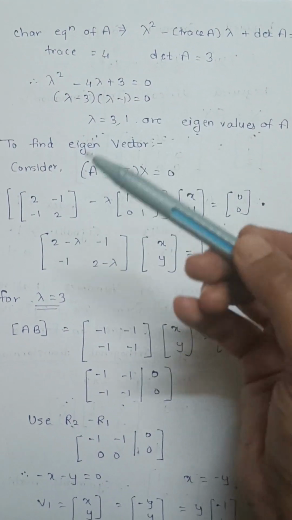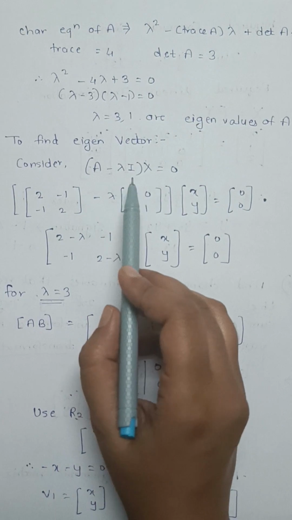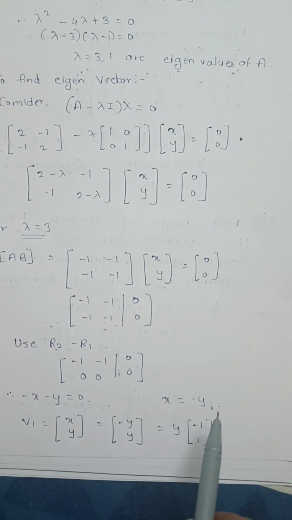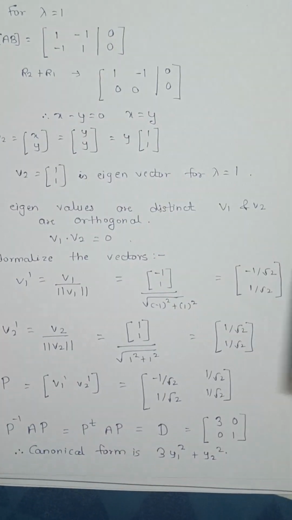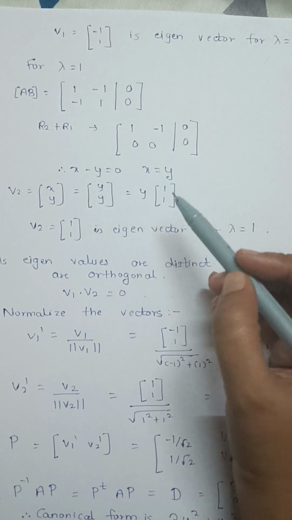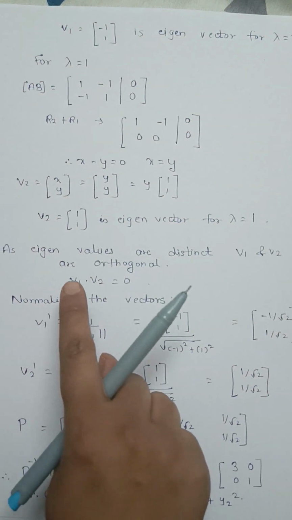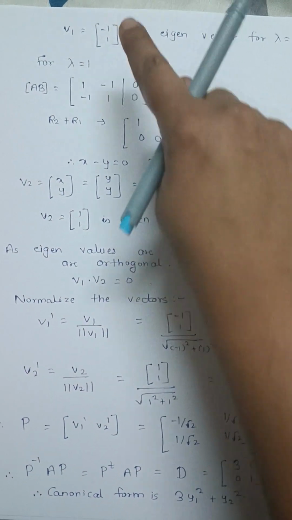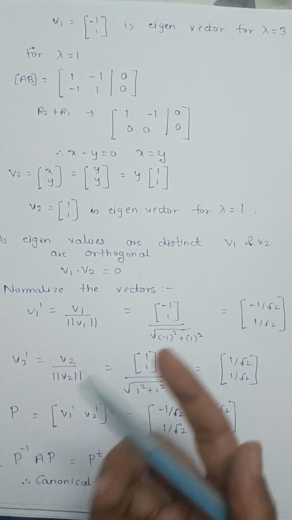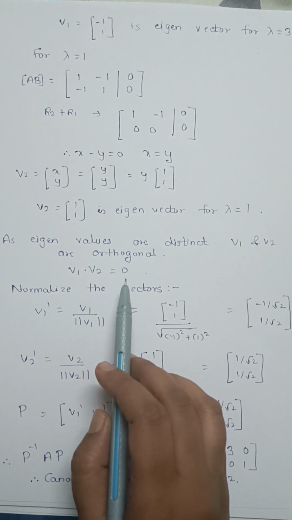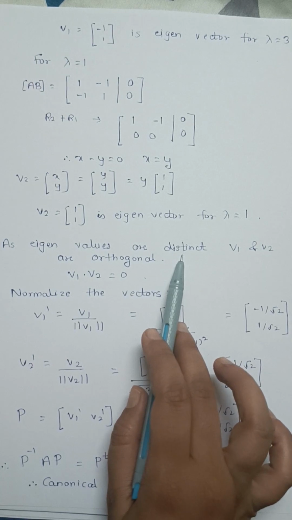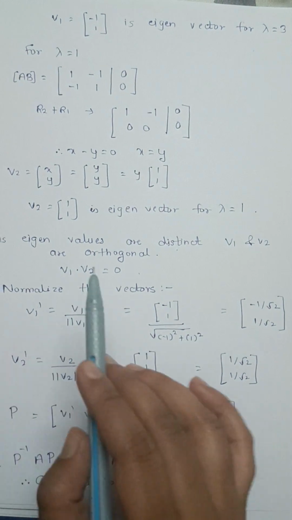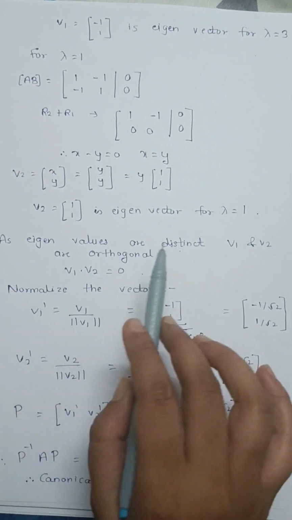Corresponding to each eigenvalue, find the eigenvector using the process A minus lambda I into x is equal to 0. For lambda equal to 3, the eigenvector is minus 1, 1. For lambda equal to 1, the eigenvector is 1, 1. As the eigenvalues are distinct in this case and it is a symmetric matrix, the given V1 and V2 will be orthogonal to each other, meaning the inner product will be 0. If the eigenvalues are not distinct, then we have to find a vector which is orthogonal to V1 and V2. In this case, it will be orthogonal as the eigenvalues are distinct.